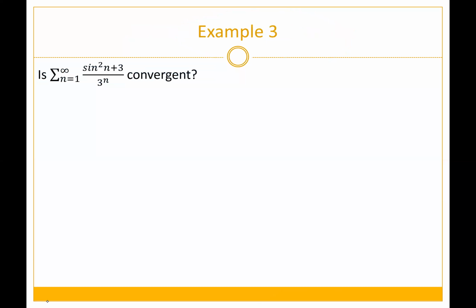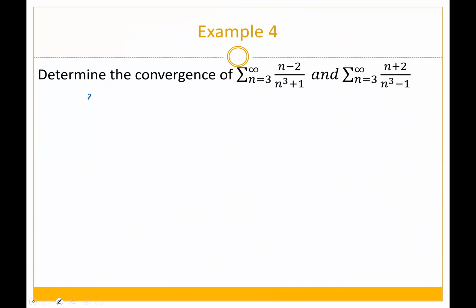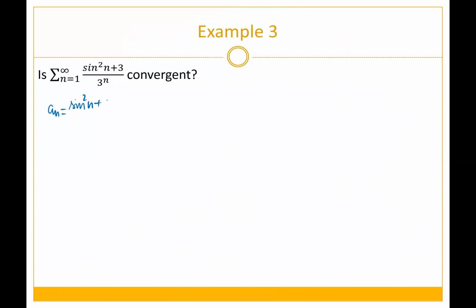So let's start with example 3. Is this series convergent? This is where you use the comparison test. The a_n term is sine squared n plus 3 over 3 to the n.